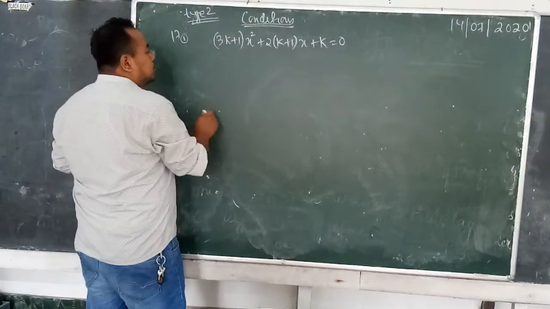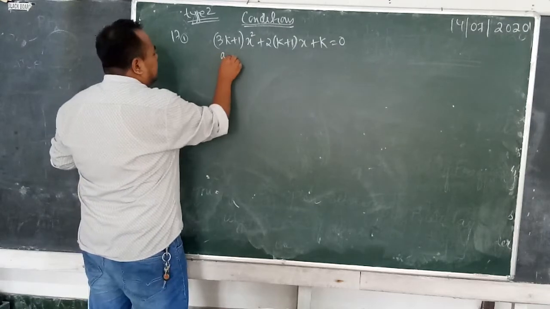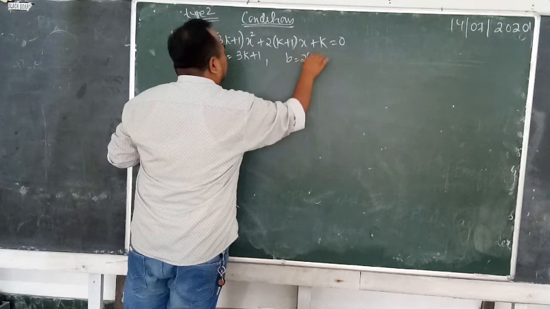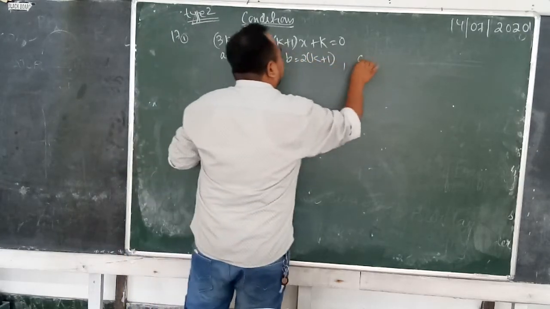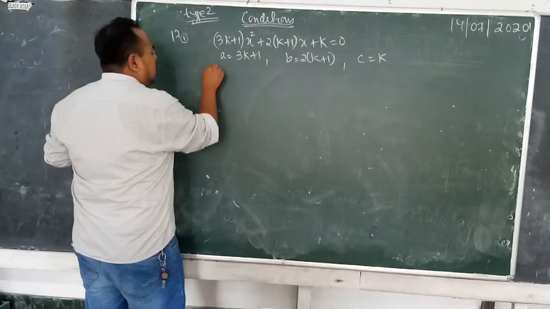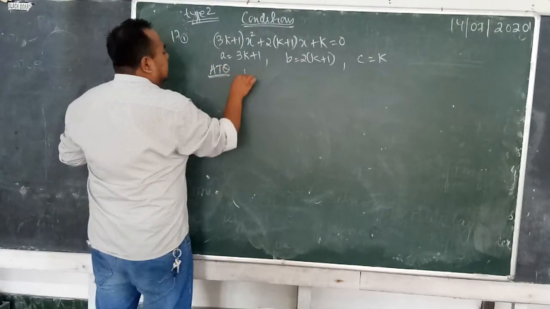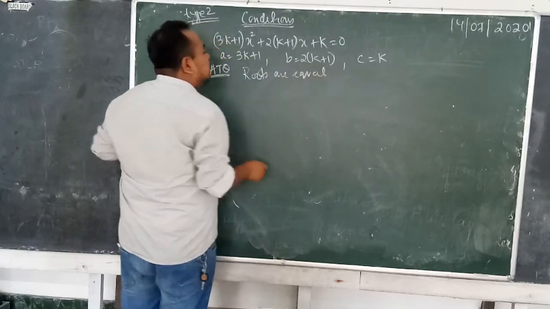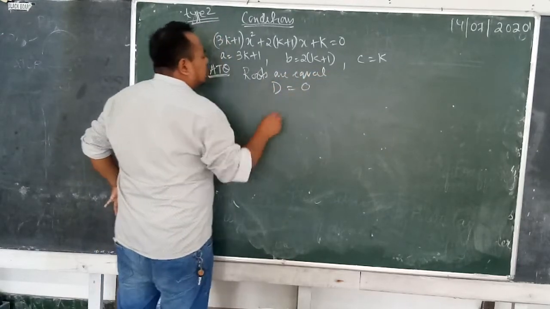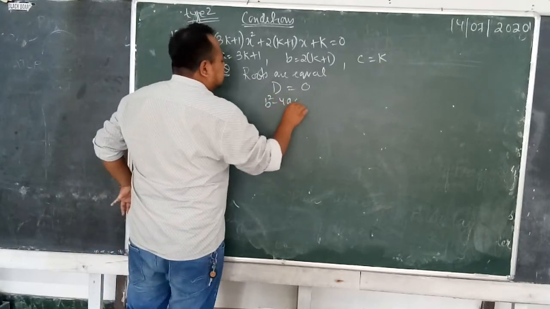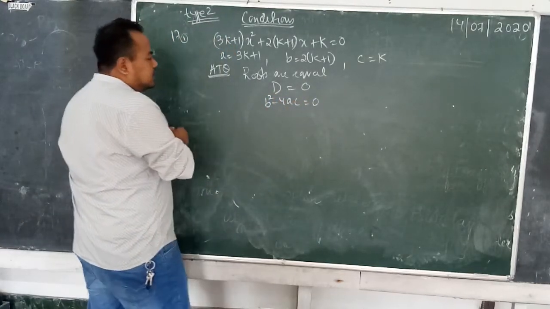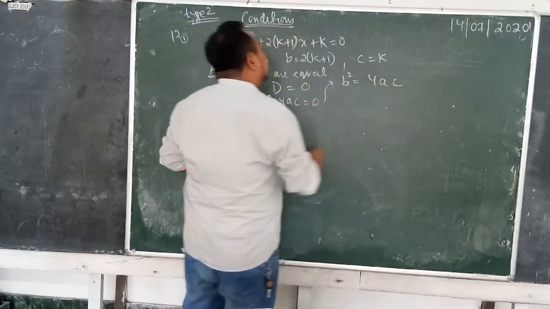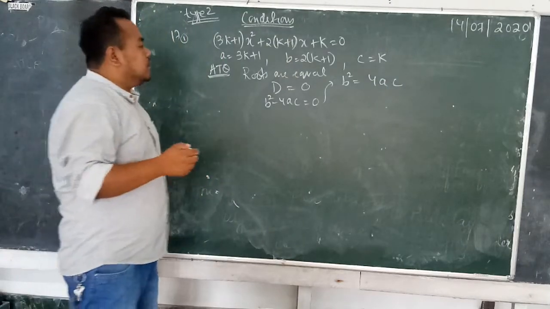So first what you are going to do is, you are going to write down the coefficients. What is a? The coefficient of x square, that is 3k plus 1. Then b, 2(k plus 1). And finally c, the constant, that is k. According to the question, what has the question said? The roots are equal, and you know in class 10 you learned that the discriminant equal to 0. What's the discriminant? b square minus 4ac equal to 0. To make it simple, so b square, negative goes that side becomes positive. The reason why I am taking the negative that side is just to avoid confusions.